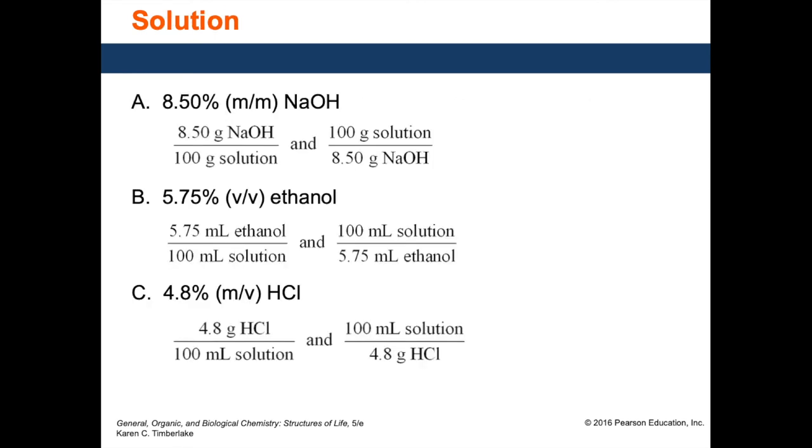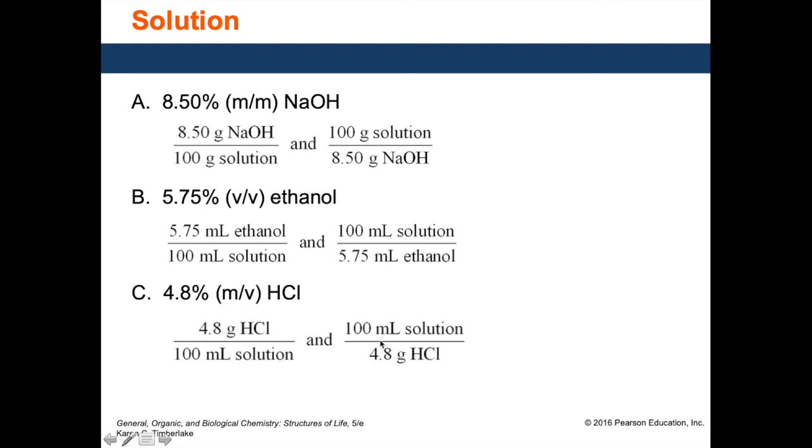So for the first one, we have 8.5 mass/mass, so that's 8.5 grams of sodium hydroxide for every 100 grams of solution, or vice versa, 100 grams of solution for every 8.5 grams of sodium hydroxide. Remember, your second conversion factor is just going to be the inverse of the first. For percentage by volume, that's 5.75 milliliters of ethanol for every 100 milliliters of solution, and vice versa. And with m/v, it's 4.8 grams of HCl per 100 milliliters of solution, and vice versa.